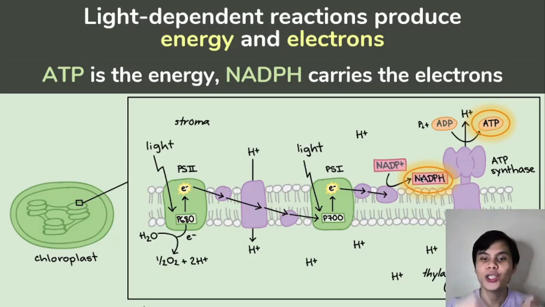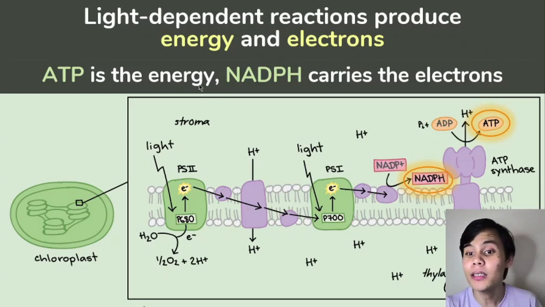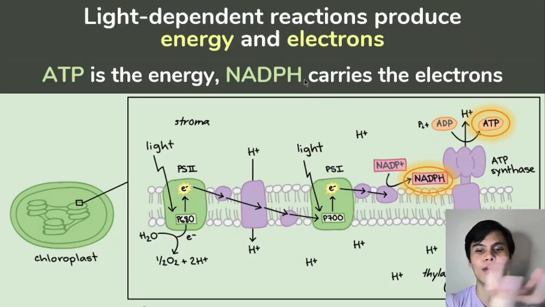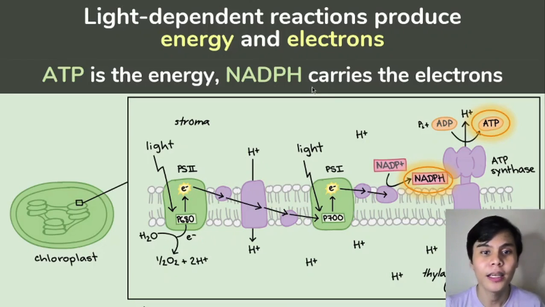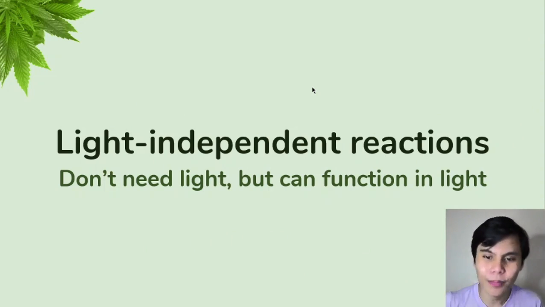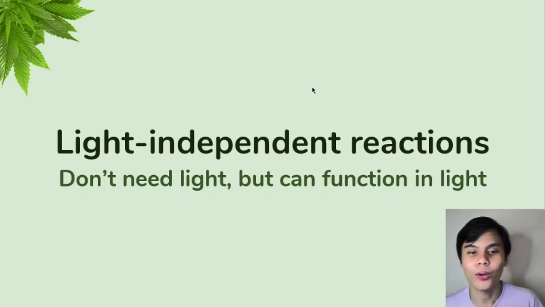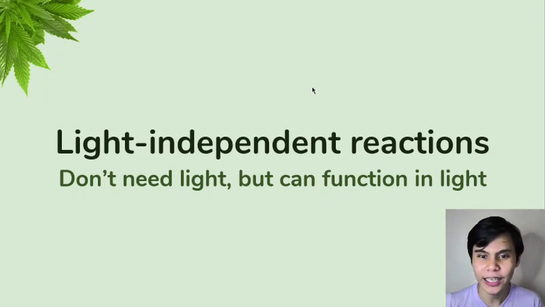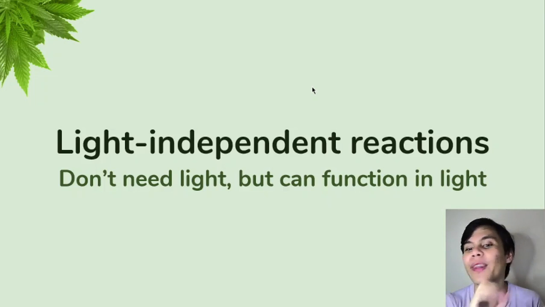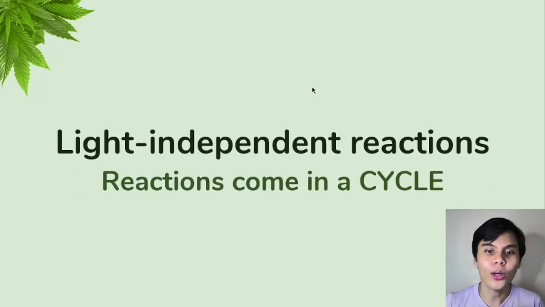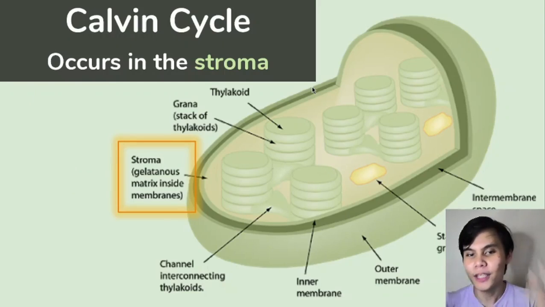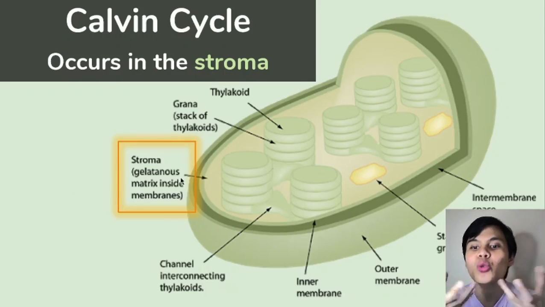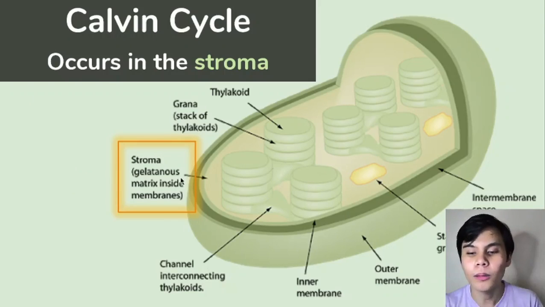We use solar energy to make ATP, chemical energy, and NADPH, electrons, in a convenient package, right? So the light-independent reaction is the second phase of photosynthesis. It doesn't need light, but it can still function in light. So again, it's just independent. Whether light's there or not, it can happen. It's also known as the Calvin cycle. This happens in the stroma, the gelatinous matrix, the soup inside the chloroplast.